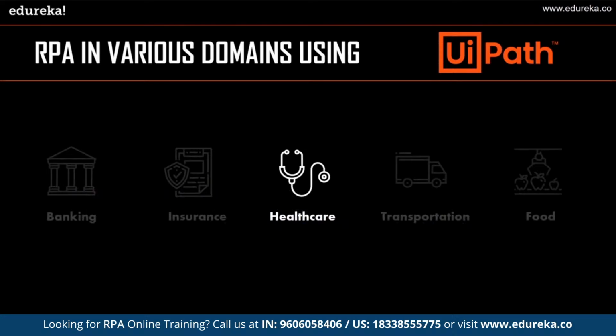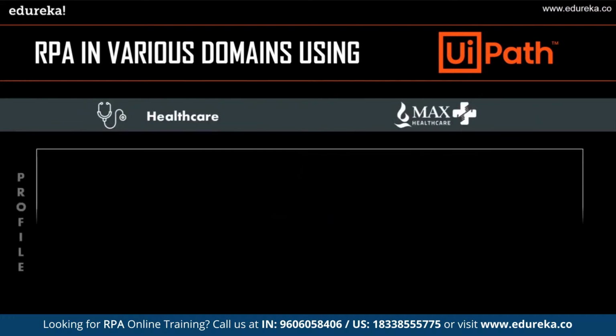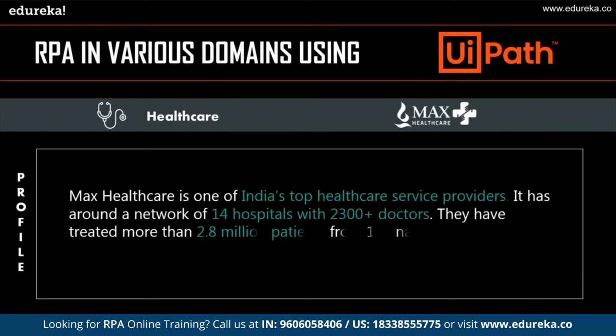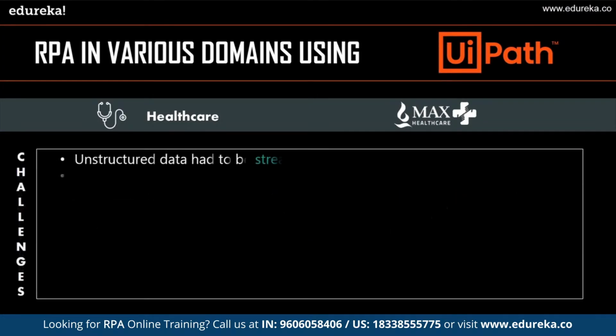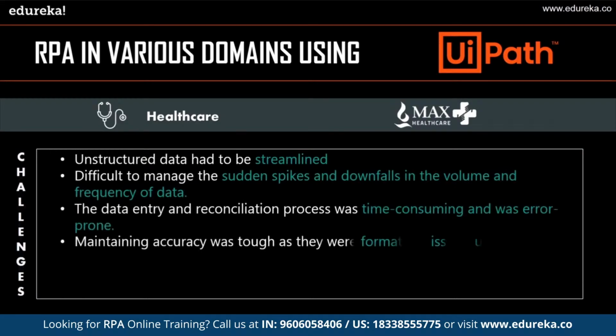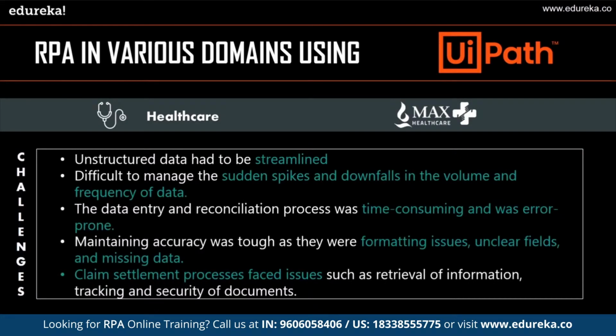So to explain to you how RPA is used in healthcare, I've considered the institution Max Healthcare. Max Healthcare is one of India's top healthcare service providers and has a network of 14 hospitals with more than 2,300 doctors. They've also treated more than 2.8 million patients from 130 nationalities. Now, one of the major challenges faced by Max Healthcare was to process large volumes of patient transactions while simultaneously ensuring the security and the accuracy of documents.